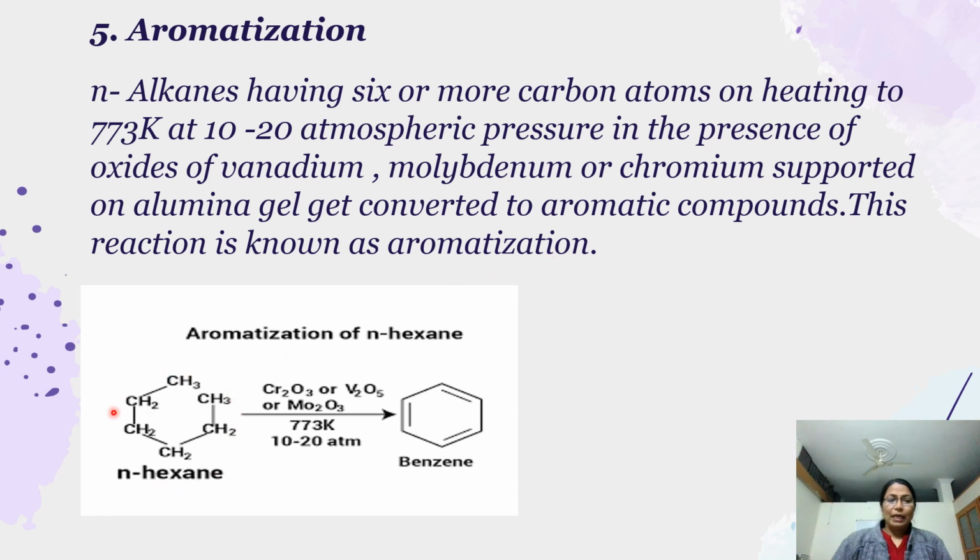Now this is N-hexane when it is treated with the oxides of vanadium, chromium and molybdenum at 773 Kelvin and 10 to 20 atmosphere. ये जो N-hexane है वो aromatic compound बनाता है, that is benzene. और इसी रिएक्शन को हम aromatization कहते हैं.